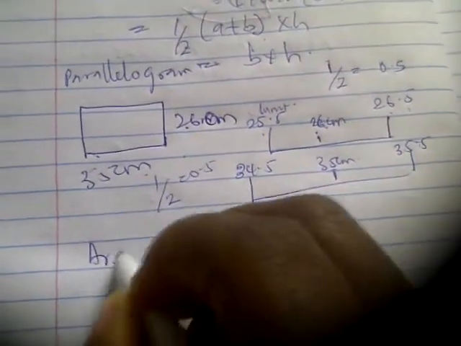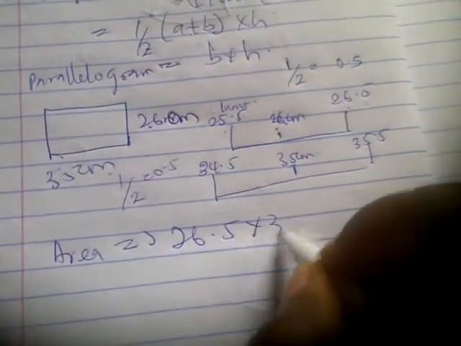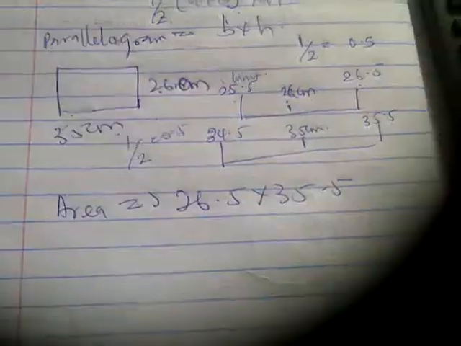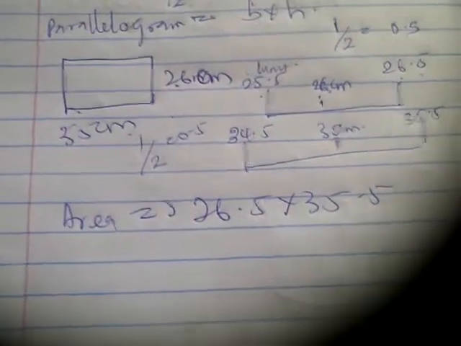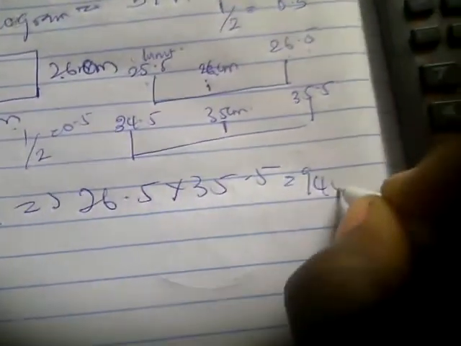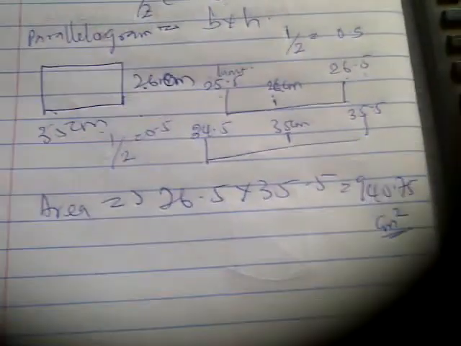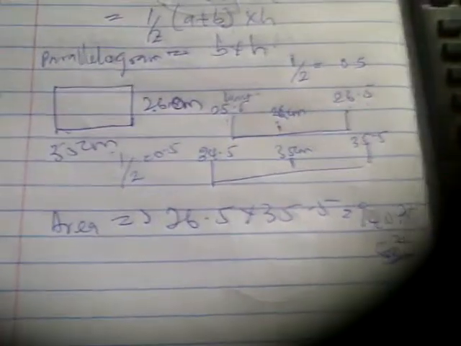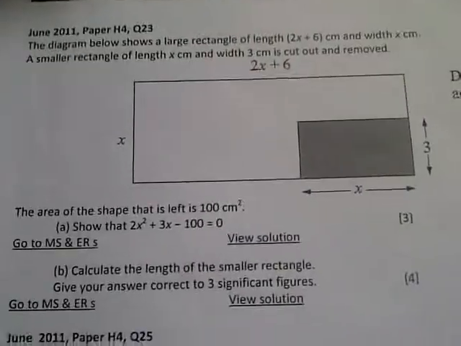So the area will have to be 26.5 times 35.5, and that's going to give us 940.75 centimeters squared. Now that's the upper bound area for this rectangle. Okay, now let's look at another question.